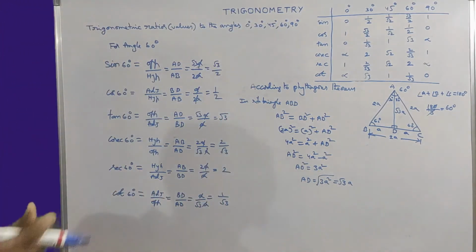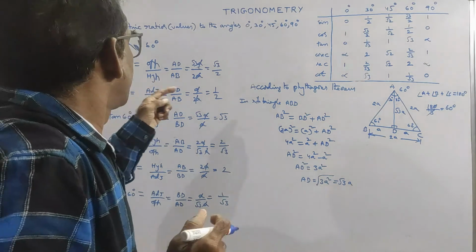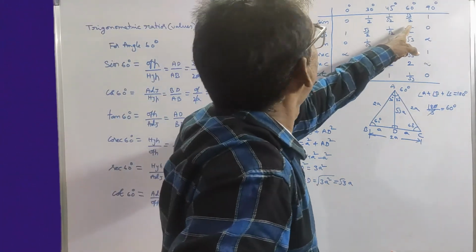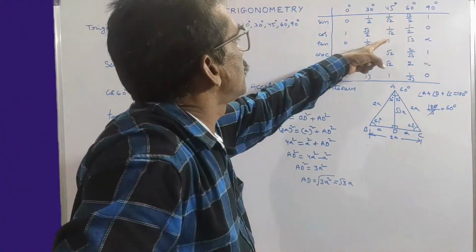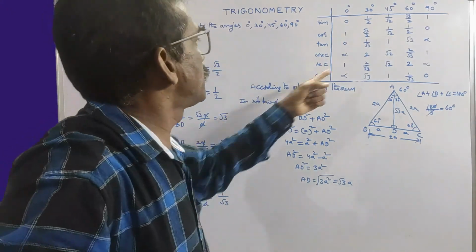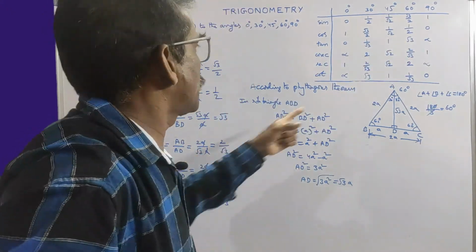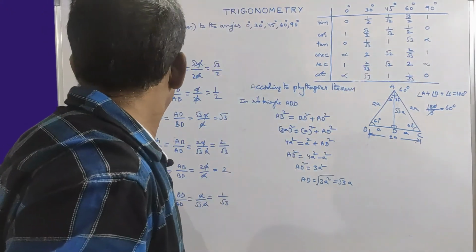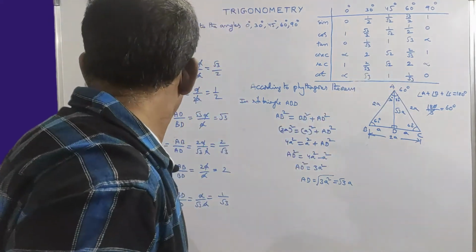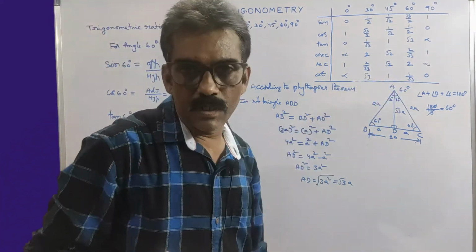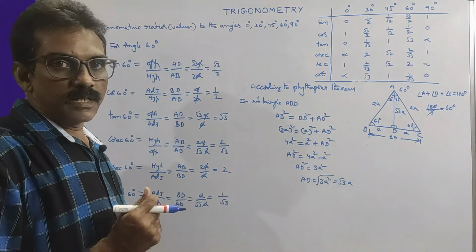These are the values. Once check these values. Sin 60 is root 3 by 2. Cos 60 is 1 by 2. Tan 60 is root 3. Cosecant 60 is 2 by root 3. Secant 60 is 2. Cot 60 is 1 by root 3. So like this we can derive them.